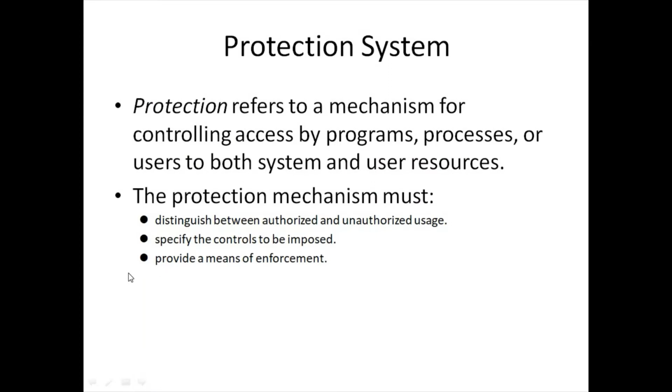And in the protection system, what happens? Protection refers to a mechanism for controlling access by programs, processes, or users to both system and user resources. The protection mechanism must distinguish between authorized and unauthorized use. It specifies the controls to be imposed and provides a means of enforcement.